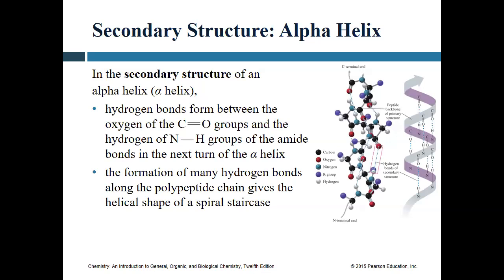With secondary structures, there are 2 primary structures. Well, three. I'll take that back. There are three well-known secondary structures for proteins. The first is something called the alpha helix. Now, the alpha helix is, well, it's exactly what it sounds like. You're basically talking about a coil.